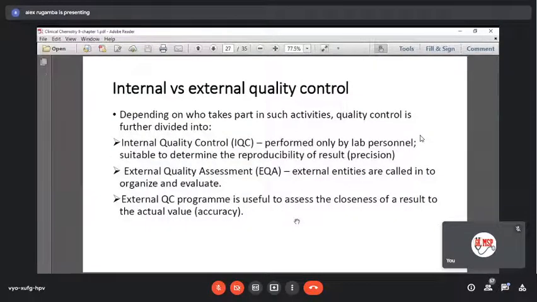Internal quality control versus external quality control. Depending on who takes part in the activity, quality control is divided into internal quality control, performed only by the lab personnel, suitable to determine the reproducibility of results.